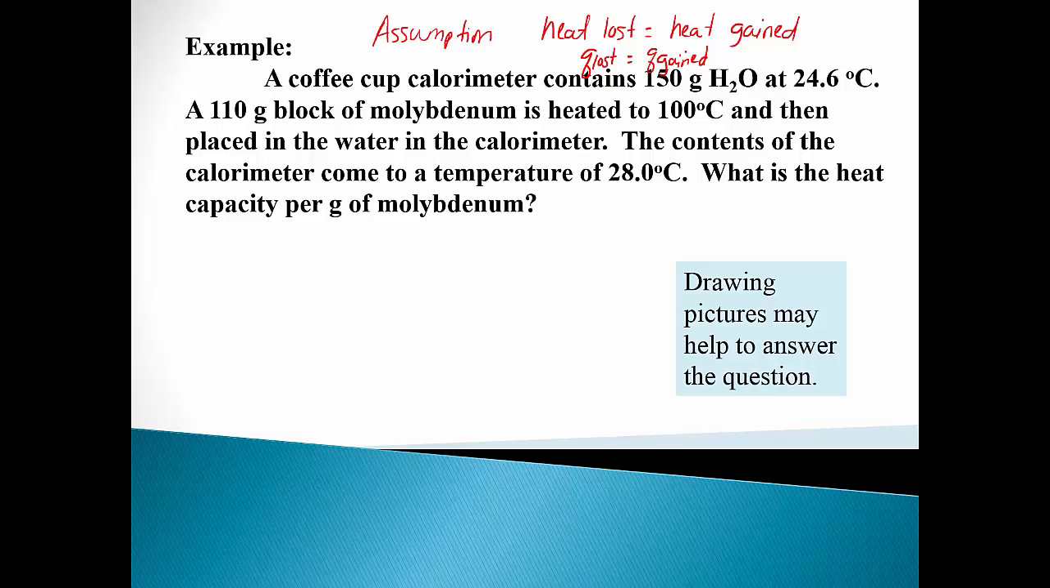Look what the water did. The water heated up. Why did the water heat up? Because the metal cooled down. So it's a transfer of heat. We assume that you get 100% transfer and nothing is lost to the cup or to the environment.